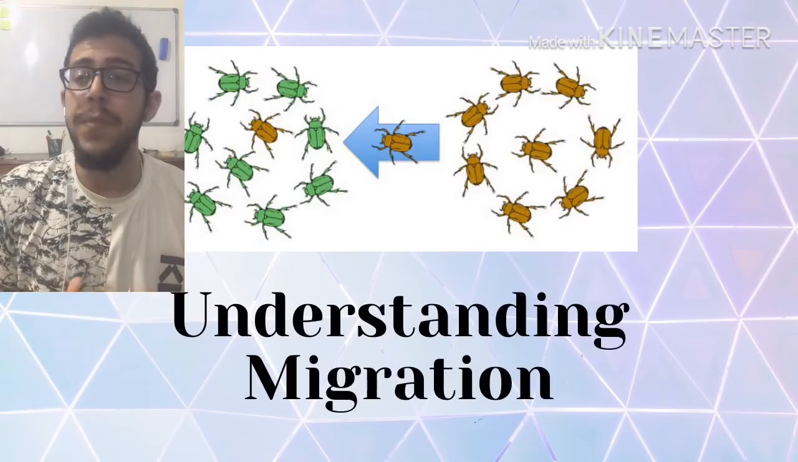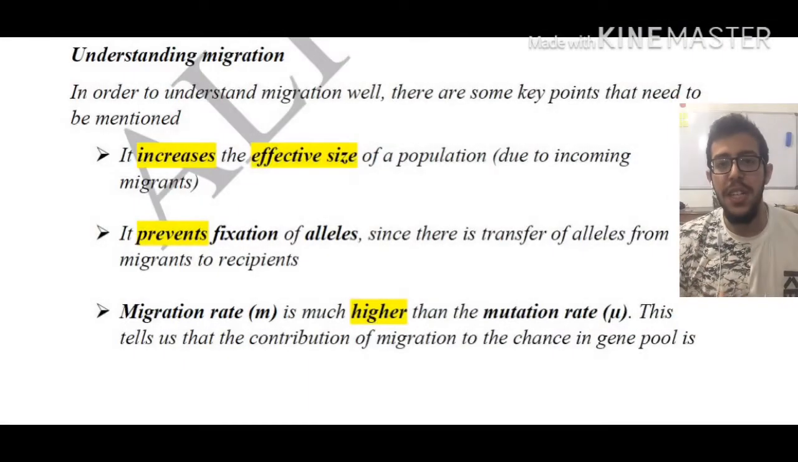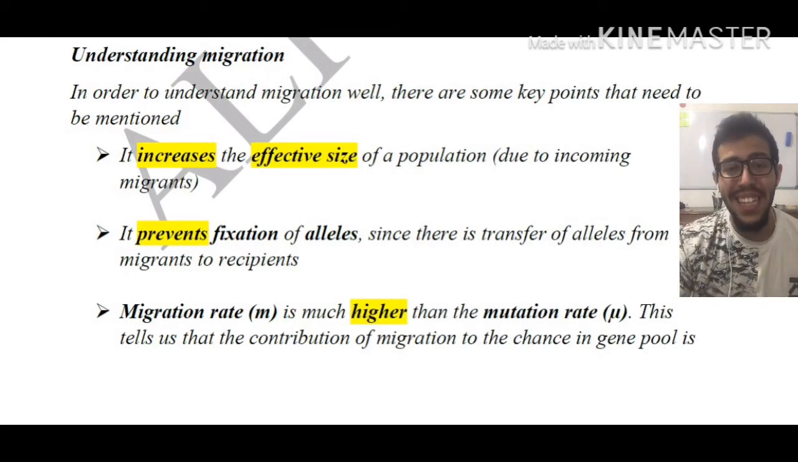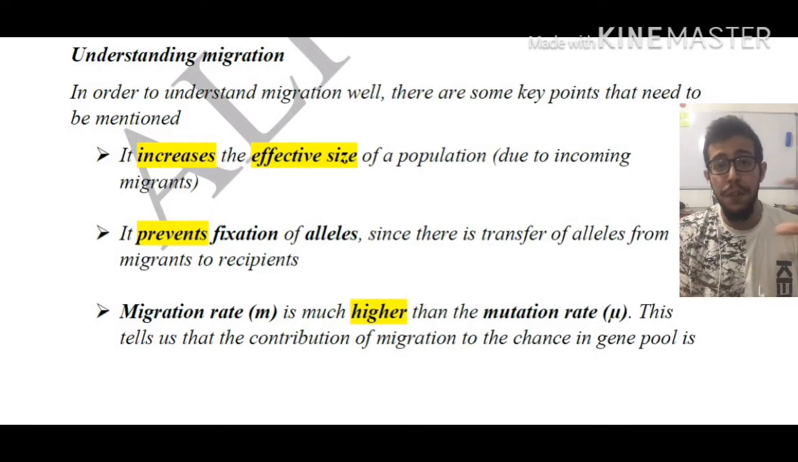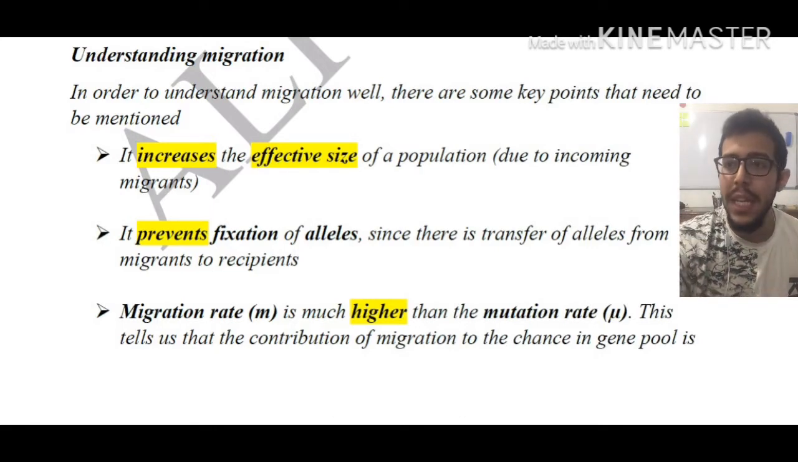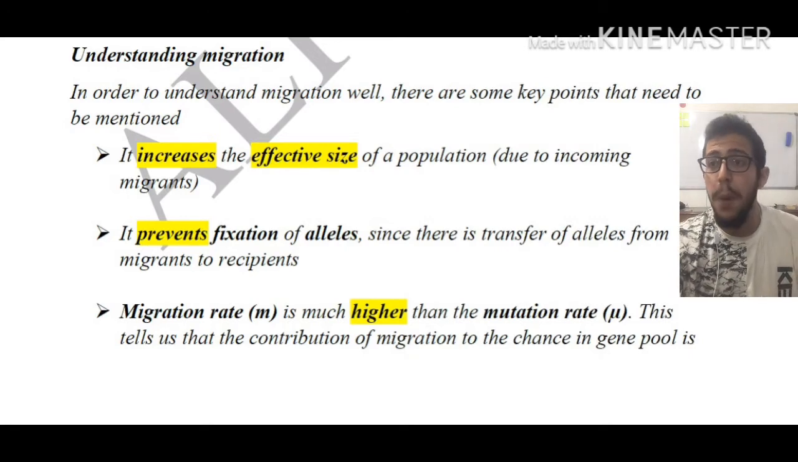Understanding migration is quite simple. However, there are a few things that have to be emphasized. First of all, it increases the effective size of a population, and this is due to the incoming migrants. This is natural because if we have 20 people migrating into a population of 50 people, this is naturally going to increase the effective size of the population.